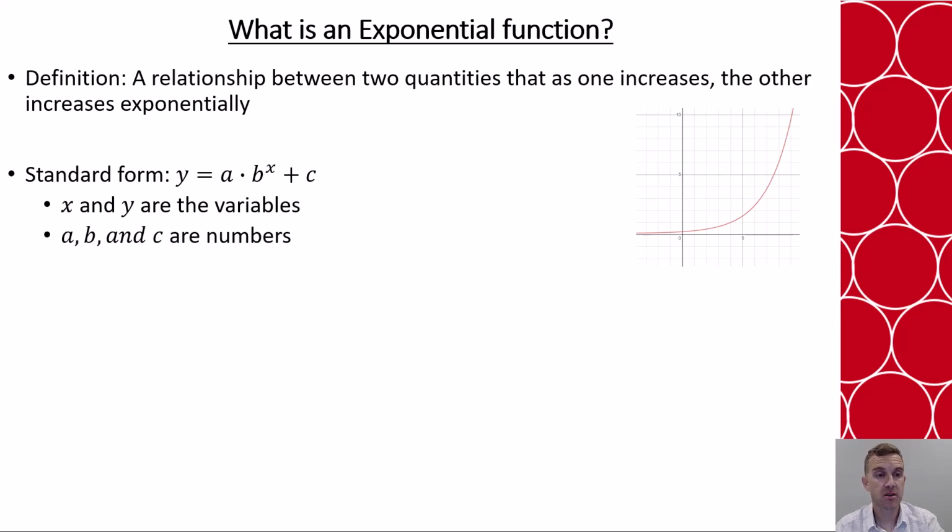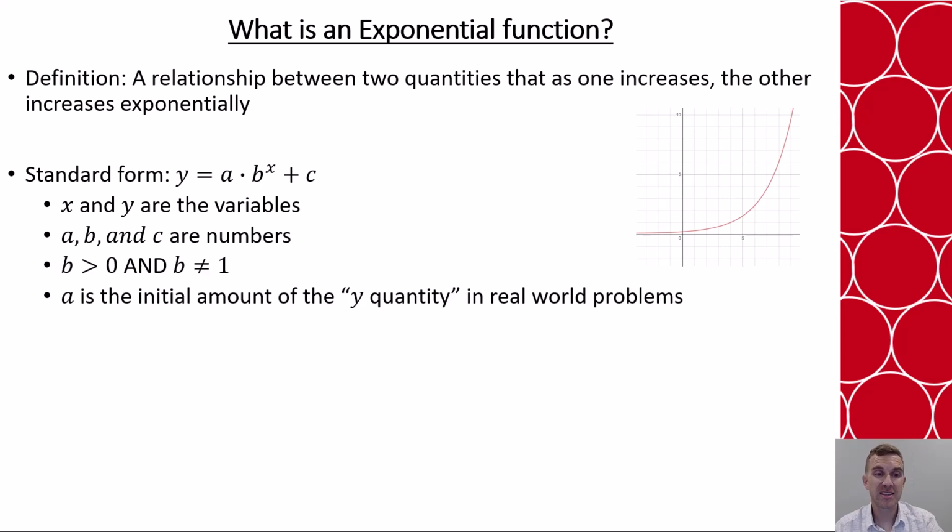Now, each of those parts, the x and the y will be our variables, and the a, b, and c will be numbers within this equation. And what we're going to do is recognize that the base of our exponential component, the b value, has to be greater than 0 and cannot be 1, because if it's 1, we just have a straight line. Now the a value is the initial amount of the quantity in real-world problems, and that's going to come into play here in a little bit.